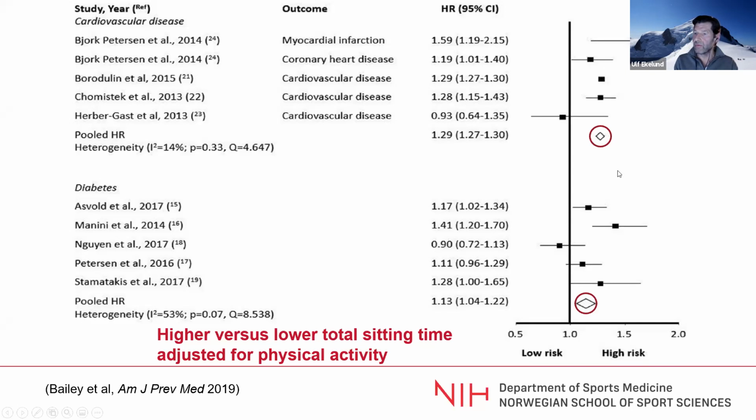You can see that for cardiovascular disease, the risk for those with high sitting time compared to those with low sitting time is about 29% greater. And for type 2 diabetes, the risk is about 13% greater. Again, this suggests that sedentary time is associated with these outcomes, and higher sitting time increases the risk of incident cardiovascular disease and type 2 diabetes.